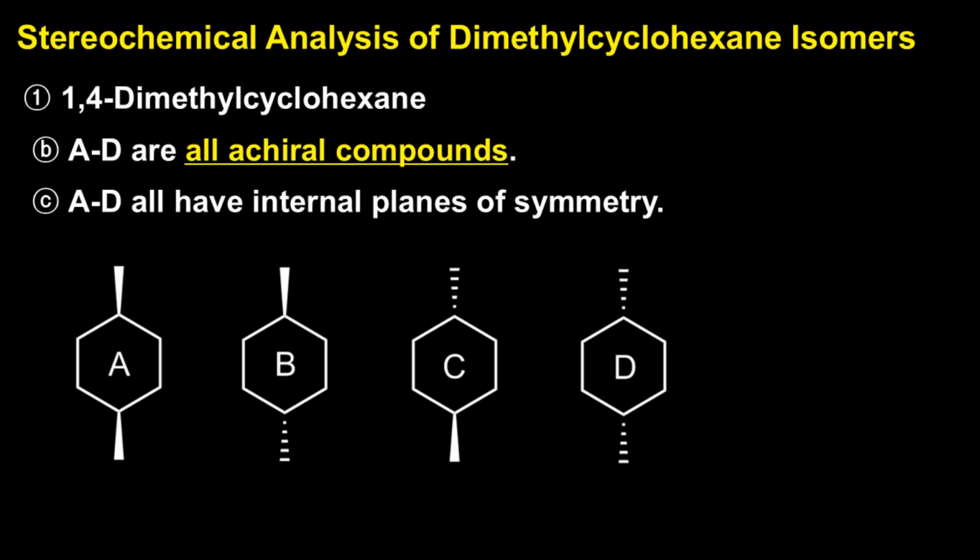This is a really important distinction to keep in mind. Just having a plane of symmetry isn't enough to call something meso. It also needs chiral centers. So while these structures are achiral, they are not meso compounds.